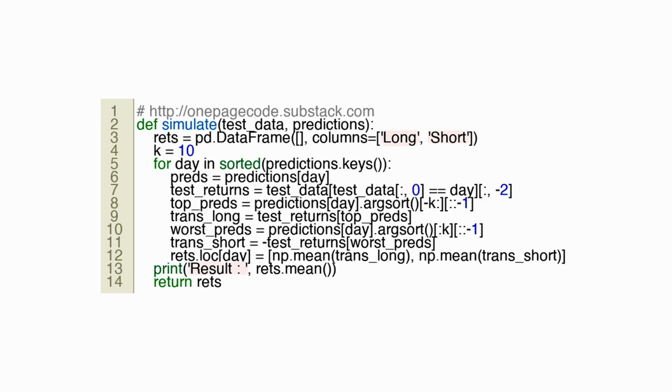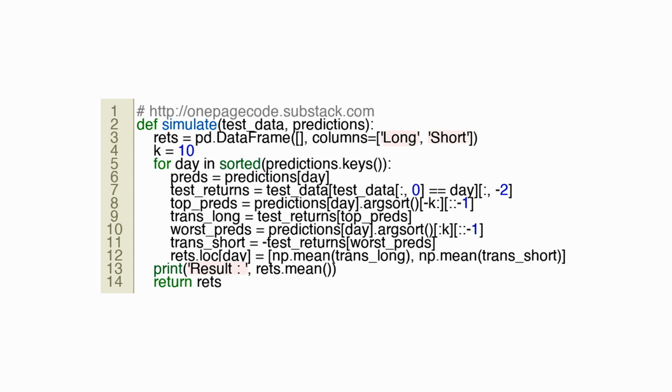The code first defines a function called simulate with two parameters, test data and predictions. It then creates an empty data frame called rets with two columns, long and short. Next, it sets a variable k equal to 10. Then, it starts a loop over all the keys in the predictions dictionary, using the sorted function to ensure they are in order. Within the loop, it first sets the variable preds equal to the values associated with the current key in the predictions dictionary.